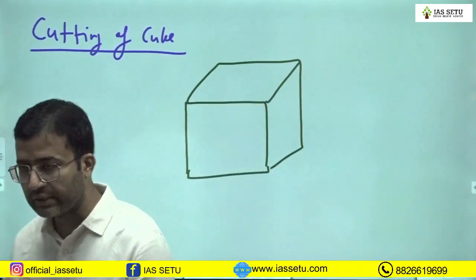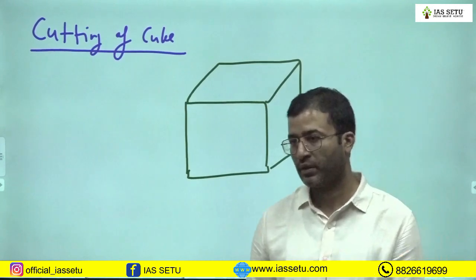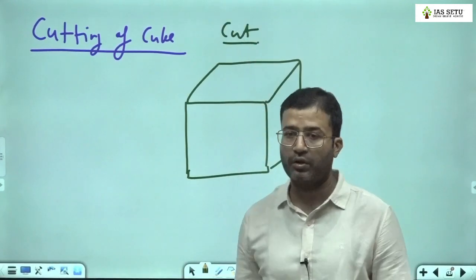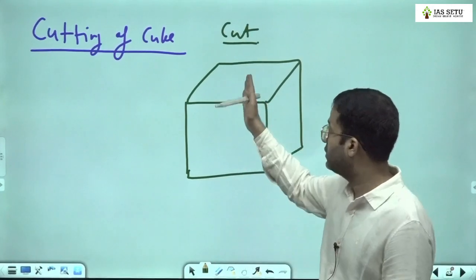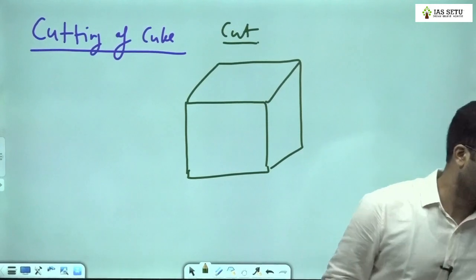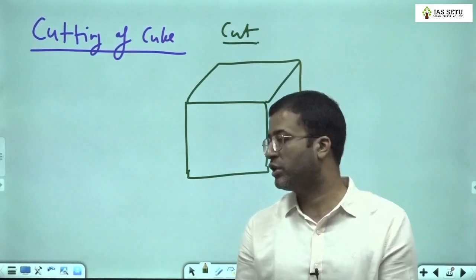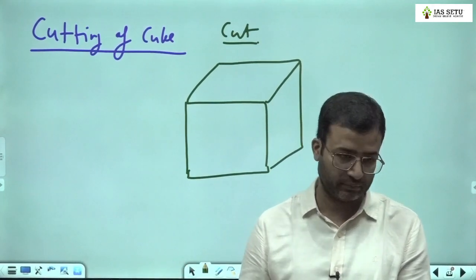See, either they clearly mention, otherwise what we cover in aptitude about this cut, we always consider the cut has to be a straight cut and throughout the cube. A straight cut throughout the cube, unless it is mentioned specifically.